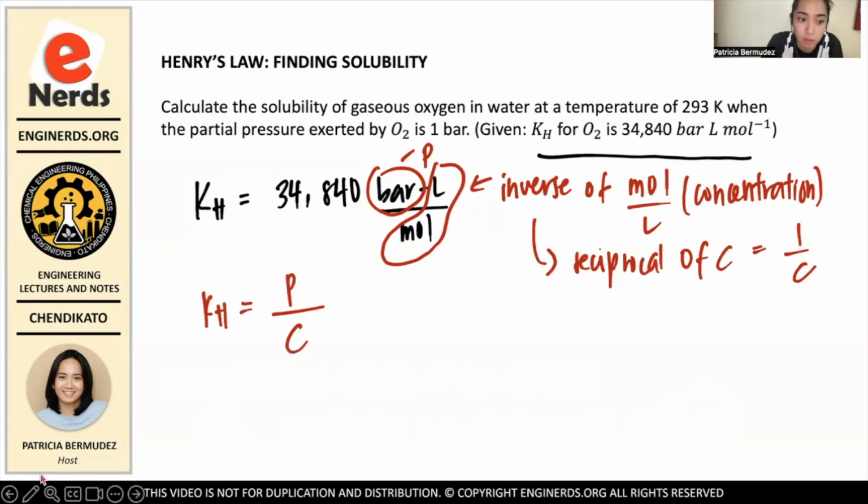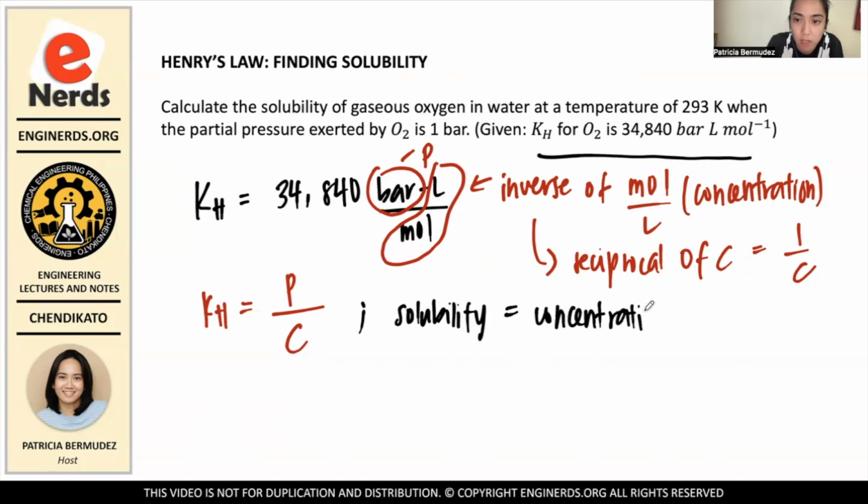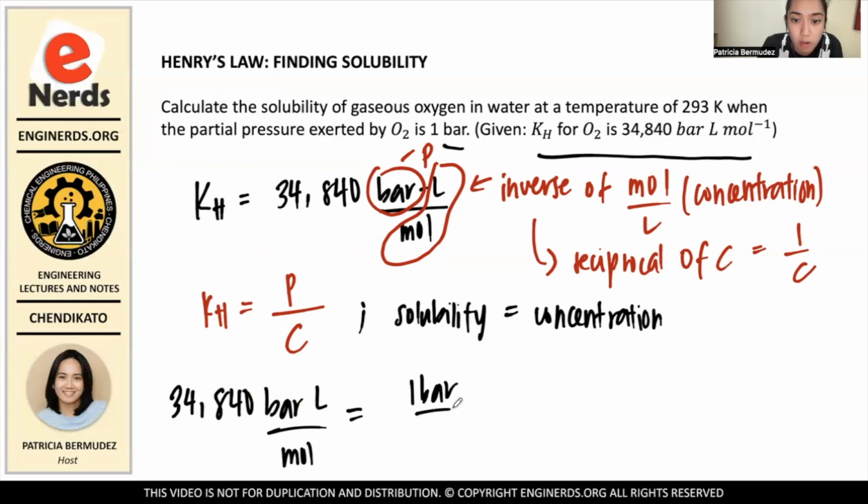So now we just have to substitute. And in the problem, we're being asked for the solubility. And yung solubility natin is equal to concentration. Bakit? Kasi ang concentration naman, it depends on how much substance is being dissolved in the liquid. So we can translate it to solubility as well. So yung KH natin, we're given 34,840 bar liter per mole is equals to the partial pressure. Ito yung partial pressure natin, it's 1 bar over yung concentration.